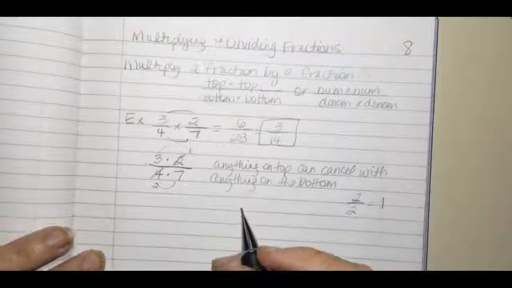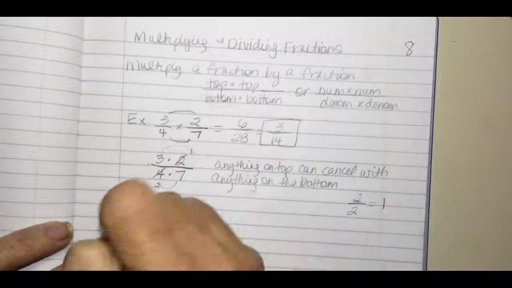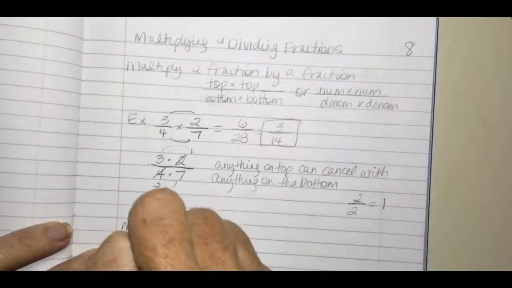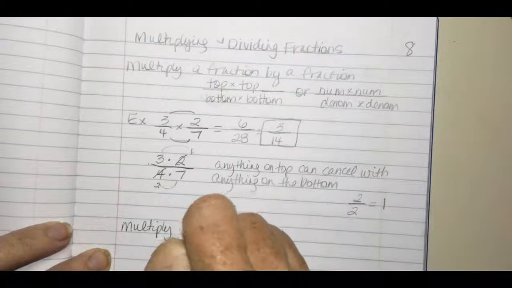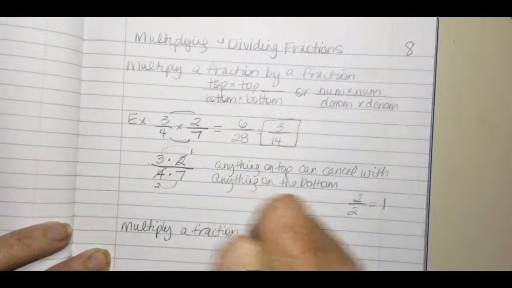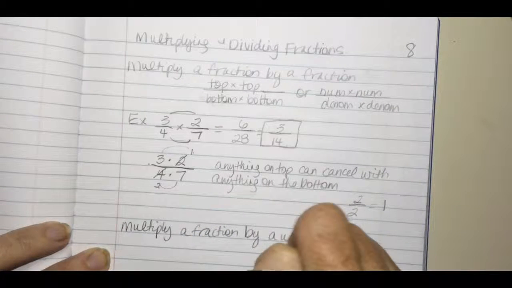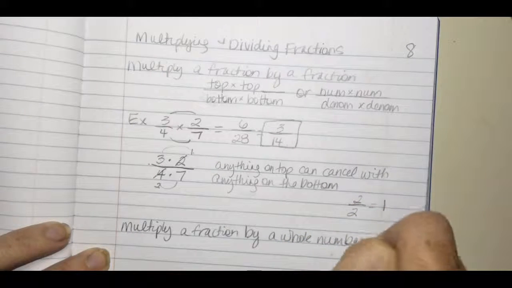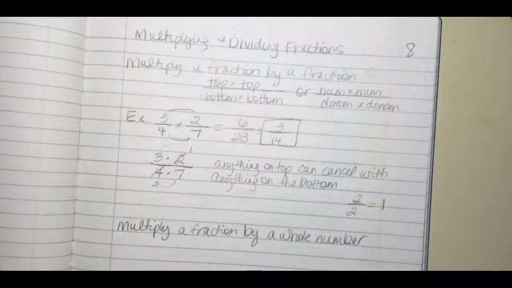Easy, yeah? Okay, next one is multiply a fraction by a whole number. This is the one that typically stumps people, which is kind of funny because it's super easy. So we're going to do enough of them that they are not difficult for you at all.